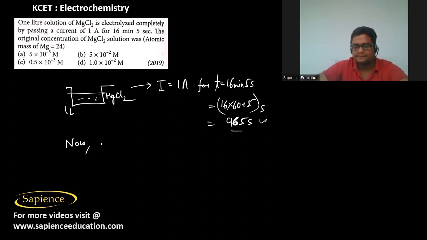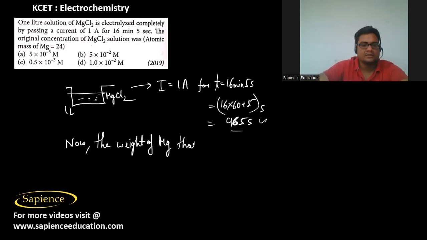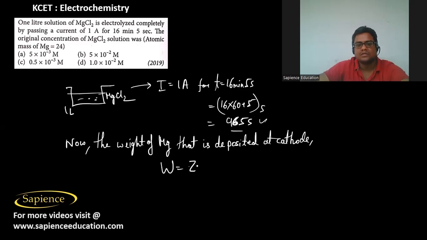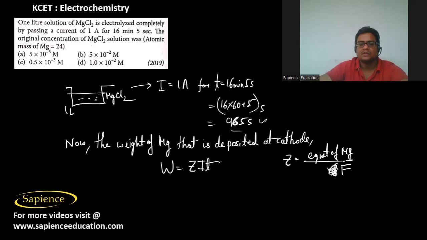So now the weight of magnesium that will be deposited at the cathode is W, which is equal to Z into I into T, where Z is equal to the equivalent weight of magnesium divided by 1 Faraday charge.